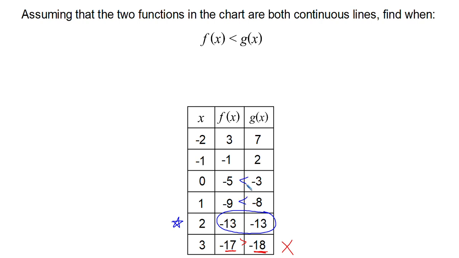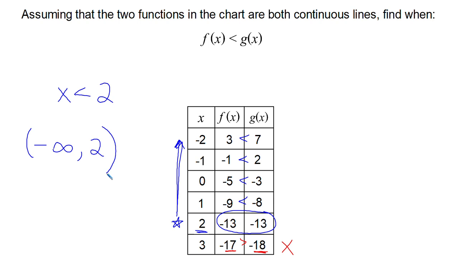Negative 5 is less than negative 3. Negative 1 is certainly less than 2, and 3 is less than 7. So we want to go in this direction towards negative infinity. We want x to be less than 2, 2 being the place where they equaled each other. If we go from 2 backwards towards negative infinity, our interval notation should look like negative infinity to 2 with a parenthesis because it's just a less than sign.